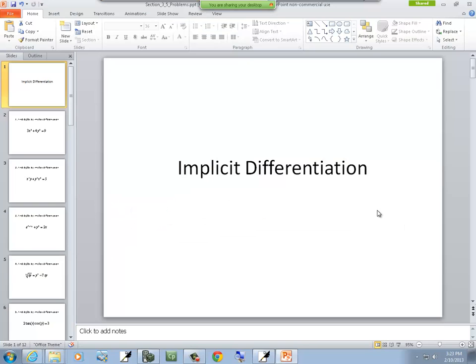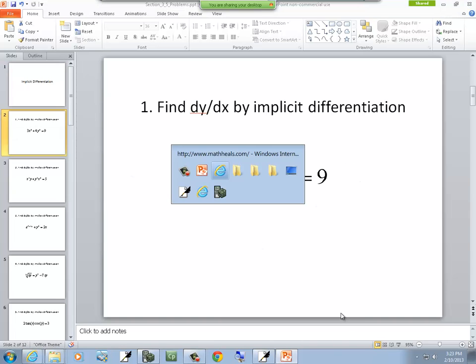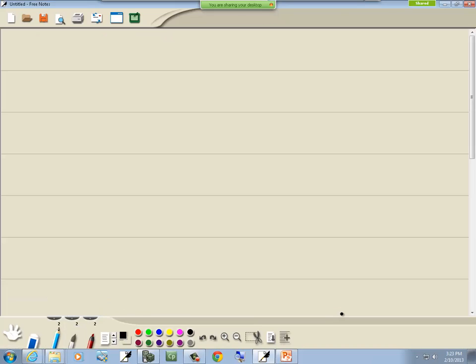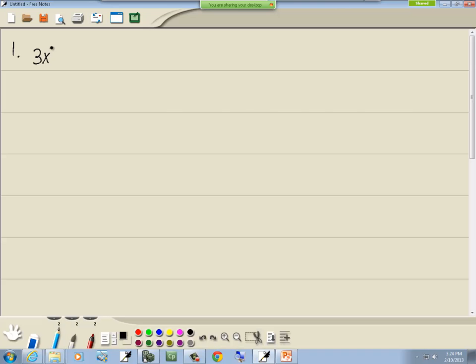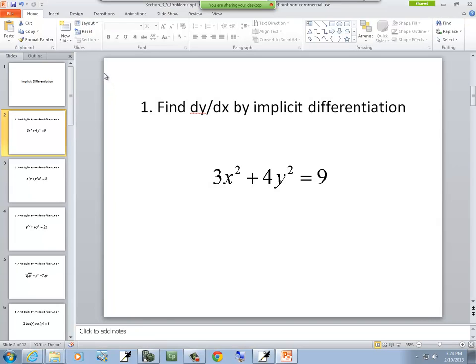Let's take a look at implicit differentiation, and we'll take a look at our first problem. And get a little tablet to work here. There it goes. We got 3x squared plus 4y squared is equal to 9. The instructions say find dy dx by implicit differentiation.